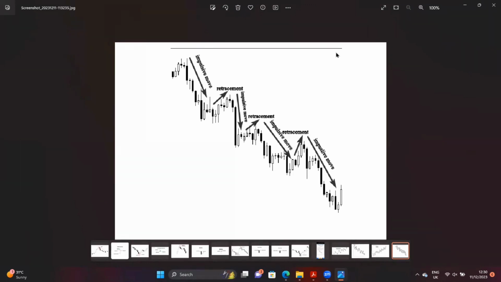Let's proceed. In our next section, we will introduce support and resistance. That will be our next concept. Always remember to go back to time.